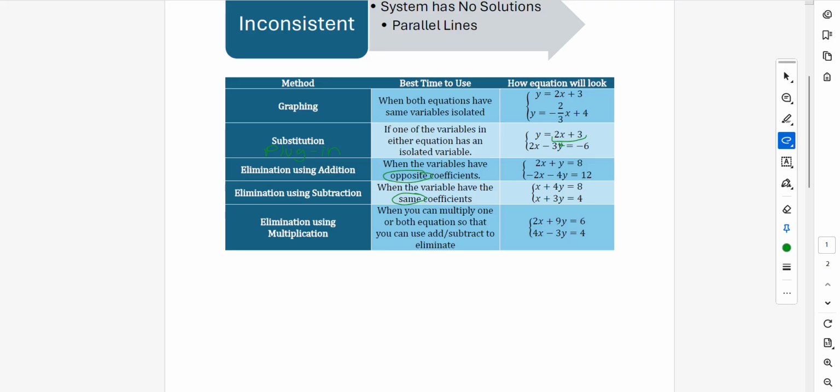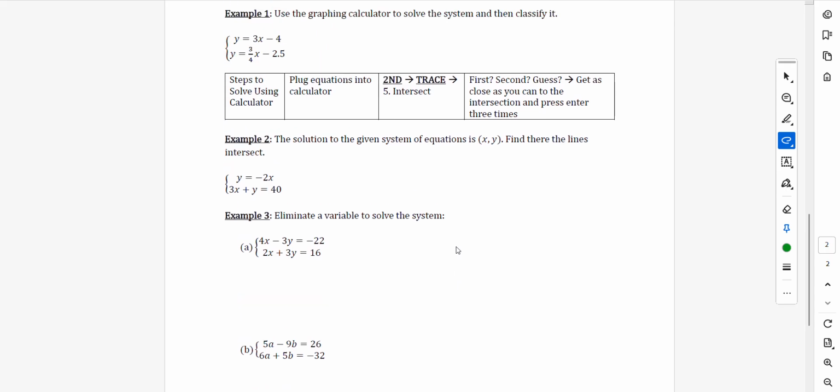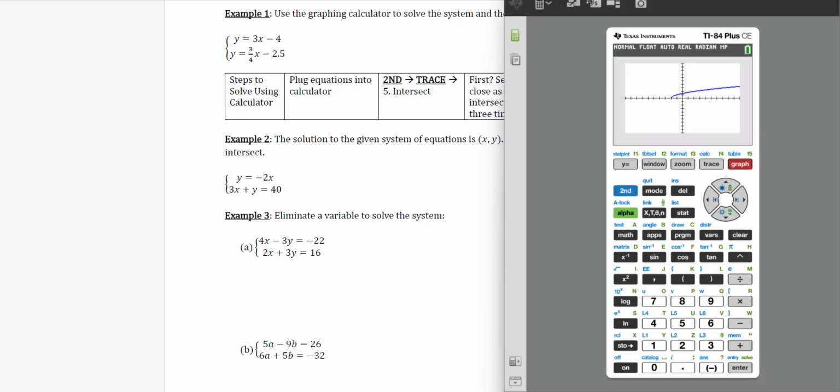We are doing this lesson today and tomorrow, so I don't anticipate we'll go through all 3 examples. But I think we will at least get through the graphing. Example 1. Use the graphing calculator to solve the system and then classify it. Sometimes you might have to rework the equation to see the graphs. So be mindful of that.